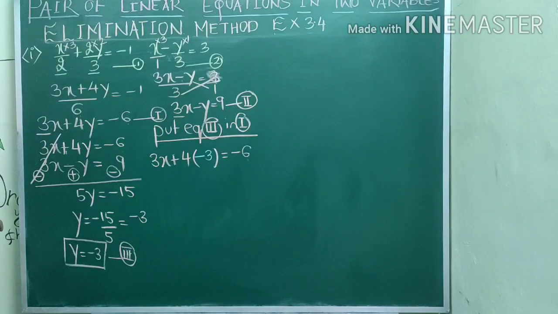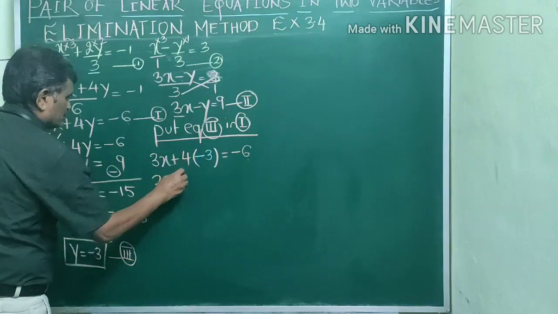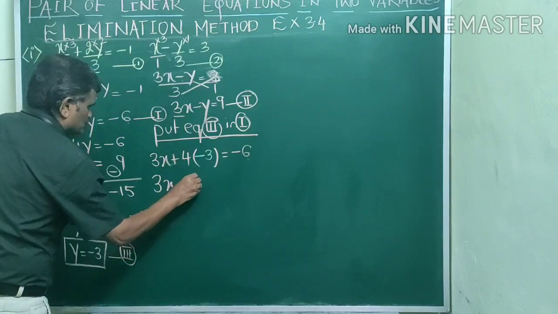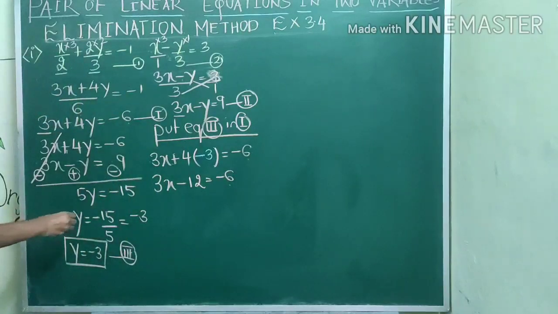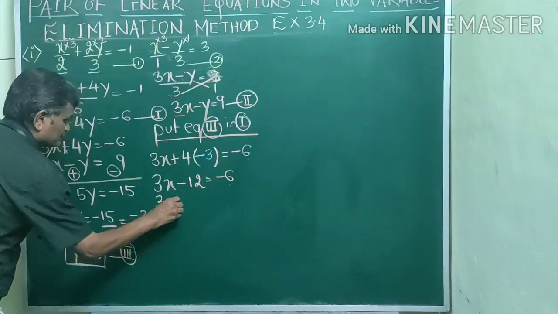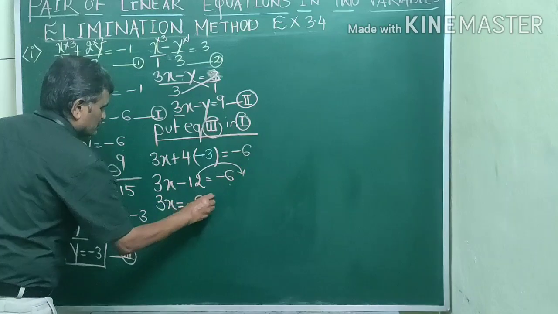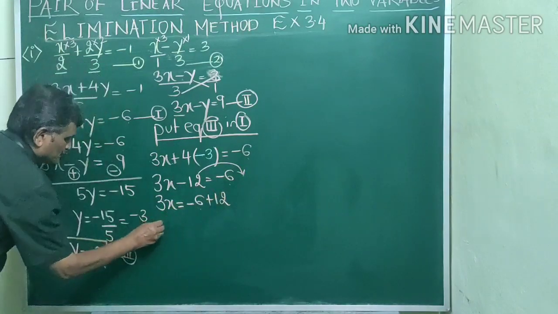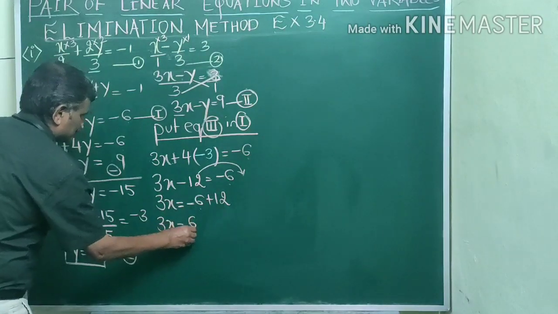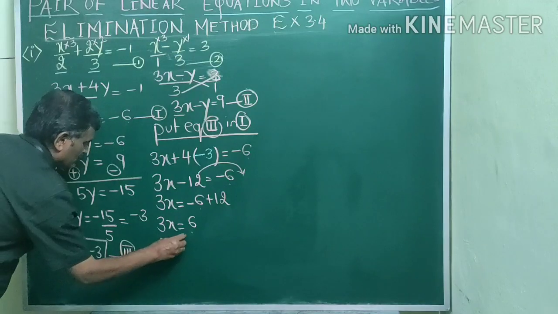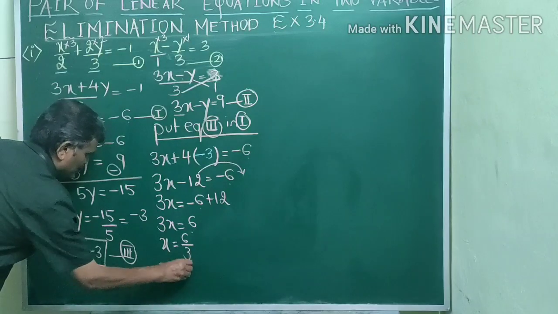Then what will happen, this is 3x, plus of minus is minus, 4 3s are 12, is equal to minus 6. So this becomes 3x is equal to minus 6 plus 12. If I transpose it to the right hand side, it becomes plus 12. So 3x is equal to minus 6 plus 12, which is plus 6. So x is equal to 6 divided by 3. So finally x is equal to 2.